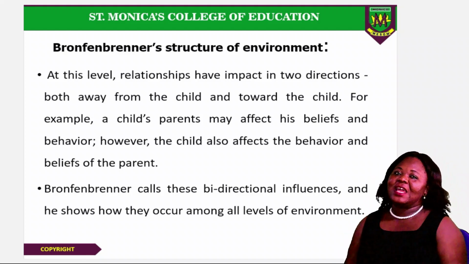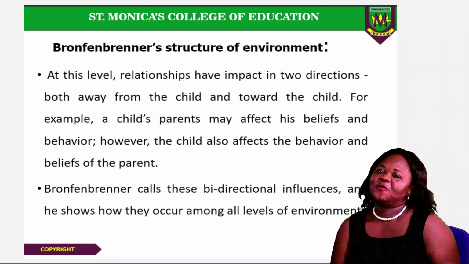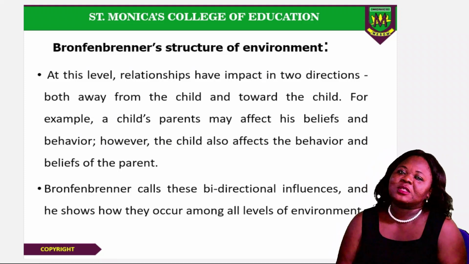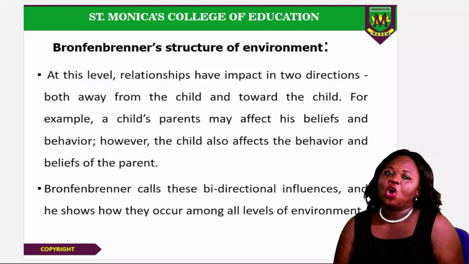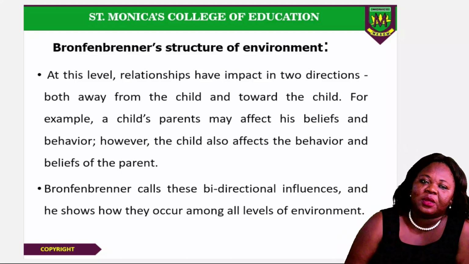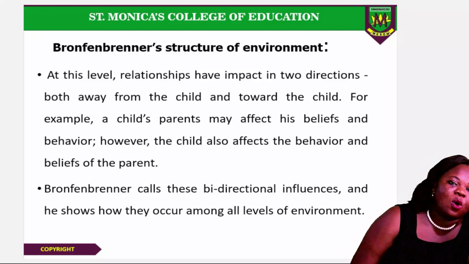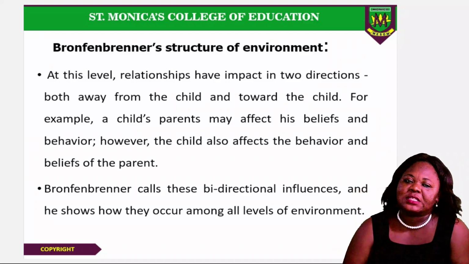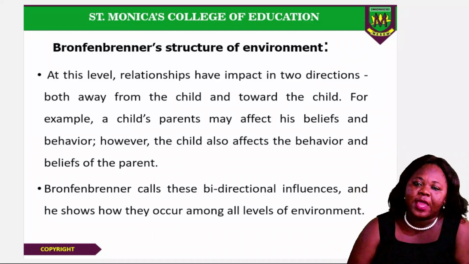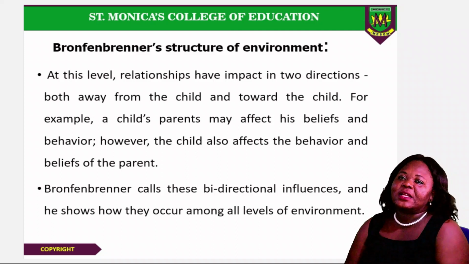That is also another influence. So one away from the child and one towards the child. If the parent influences the child, that is towards the child, and the child will also have an effect on the behavior and beliefs of the parents. Now he goes on to call these bidirectional influences, and he shows how they occur among all levels of the environment. Let's look at that one quickly.